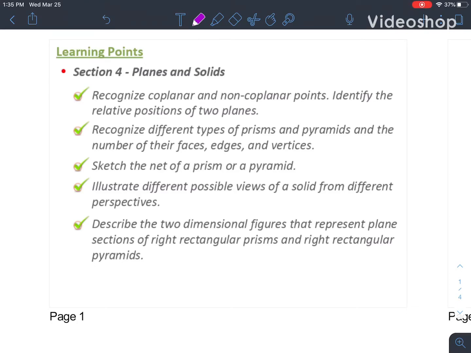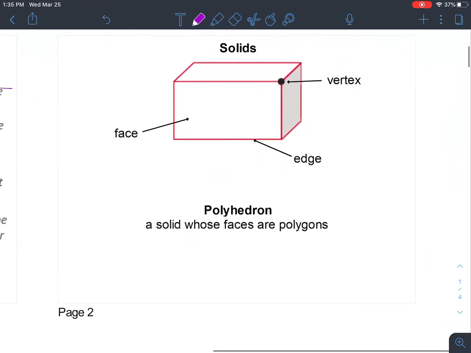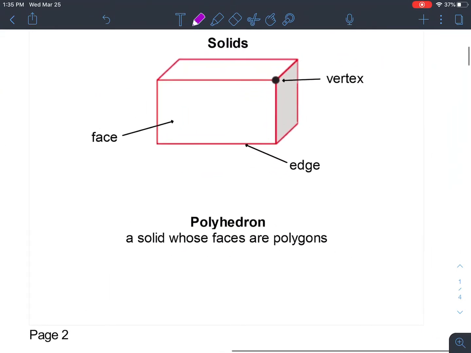Hi everybody, in this video we're not going to so much talk about planes, but we are going to be talking about solids, mainly how to name them. So this right here, we're not going to focus on that one. We're going to work on how to do a net, and then we're also going to find different views of shapes. So the first thing is knowing the parts of our solids.